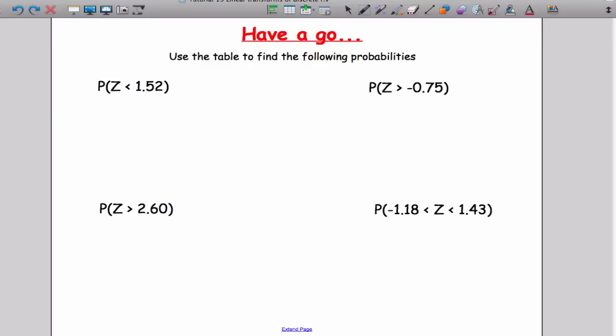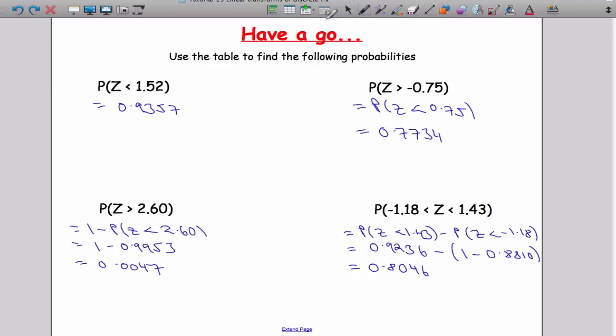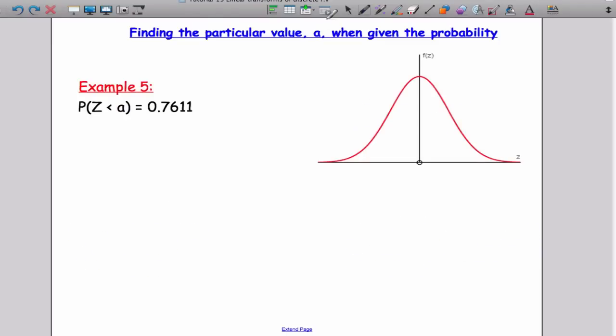So pause the video and see if you can work out the solutions to these. Okay, hopefully you've had a go at that. There are your solutions there. Okay, let's move on and have a look at finding a particular value of A when given the probability.